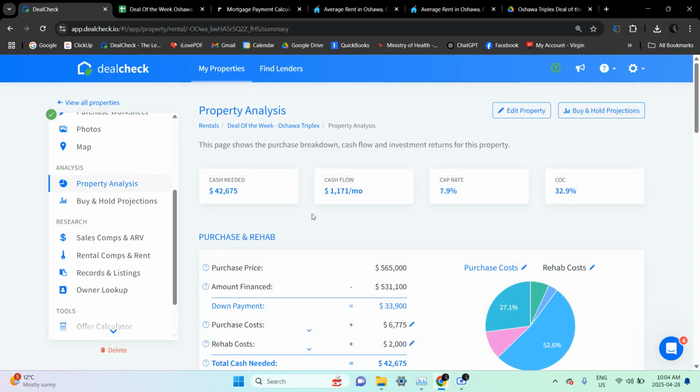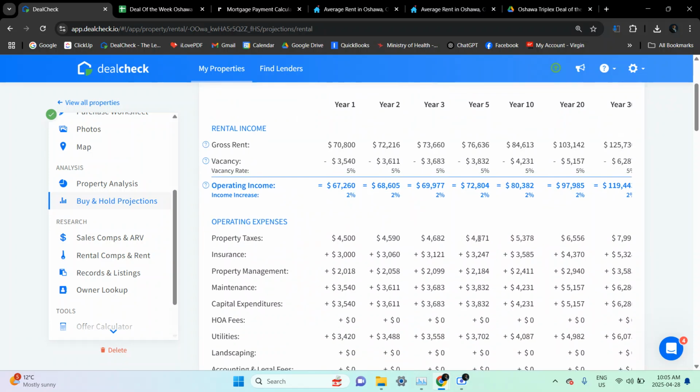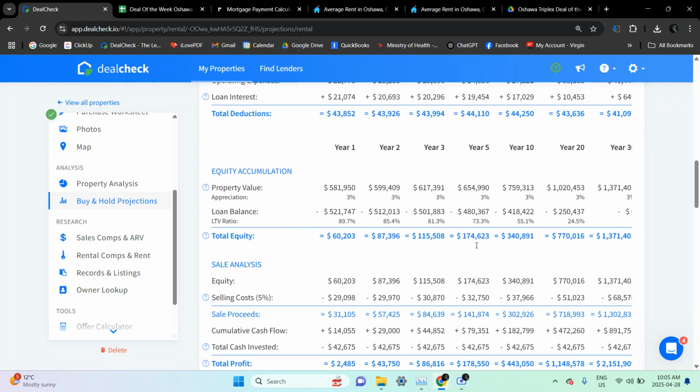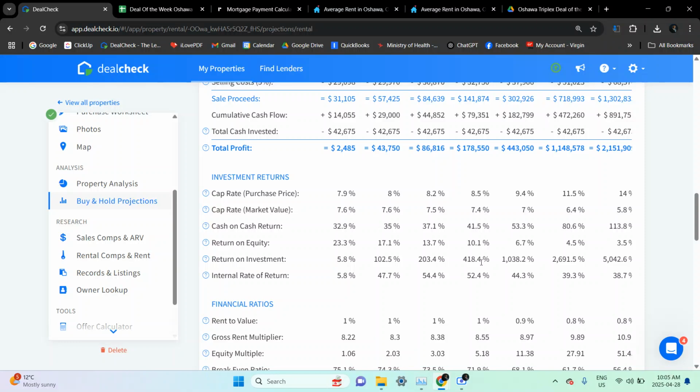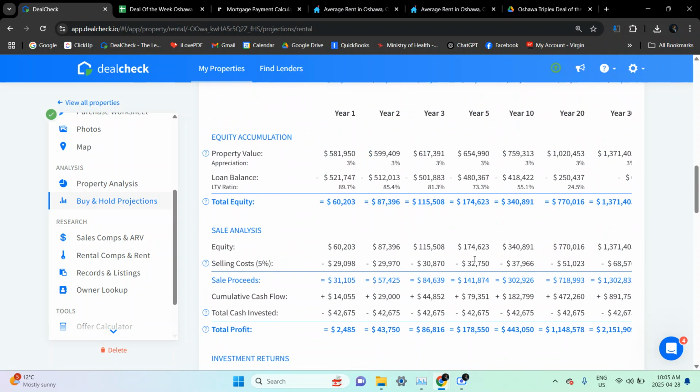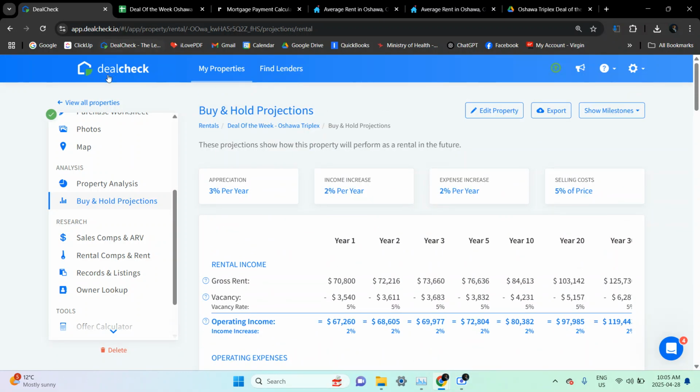So I think that is a killer deal. So screenshot that, take that to the bank with you. $42,000 is all you need. You're under $50,000 to get into this thing. It cash flows $1,000 a month. 32% cash on cash return. Look at the long-term projections on this guy. We are at, bring it down here, 418% on a 5-year and 52% IRR. I think this is an amazing investment.